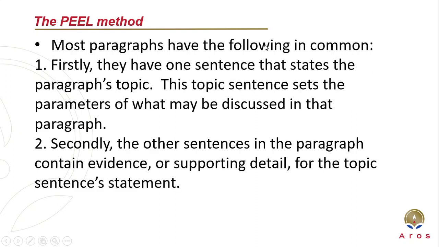They say the first thing that they have in common is that one sentence states the paragraph's topics. This topic sentence sets the parameters, so it says this is where the paragraph is going, and it says basically also where the paragraph is not going, or what may be discussed in that paragraph. Secondly, the other sentences in the paragraph contain evidence or supporting detail for the topic sentence's statement.